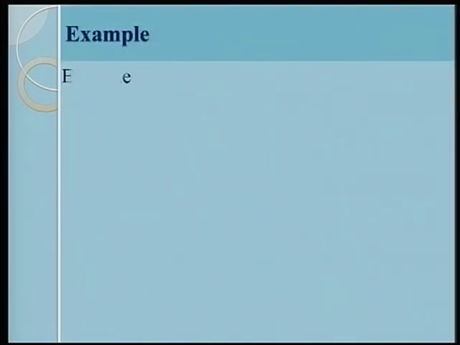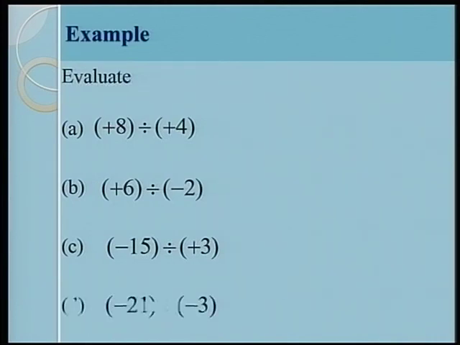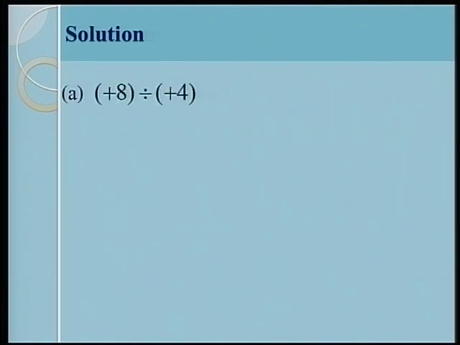We now look at an example where we need to evaluate these four parts. We look at the solution. Solution for part A. Dividing 8 by 4. The two numbers are positive, so we will obtain a positive integer, which is 2.